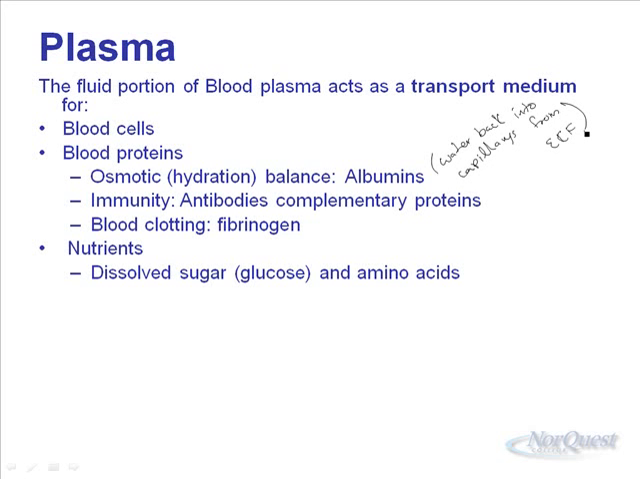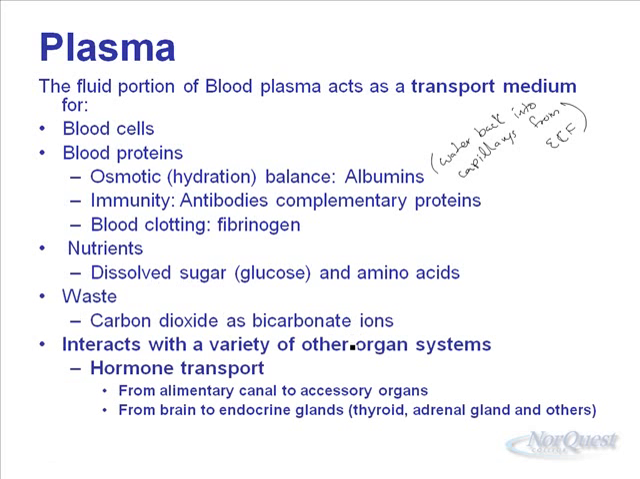So that's one of the roles of albumins. Immunity is controlled by antibodies, which are proteins. There's also complementary proteins as well. Blood clotting is fibrinogen. These proteins are in the blood all the time. They get activated by usually other proteins or substances when something happens. Plasma is also a transport medium for nutrients, such as dissolved sugars and amino acids. It contains the waste material from cells, such as carbon dioxide, as bicarbonate ions.